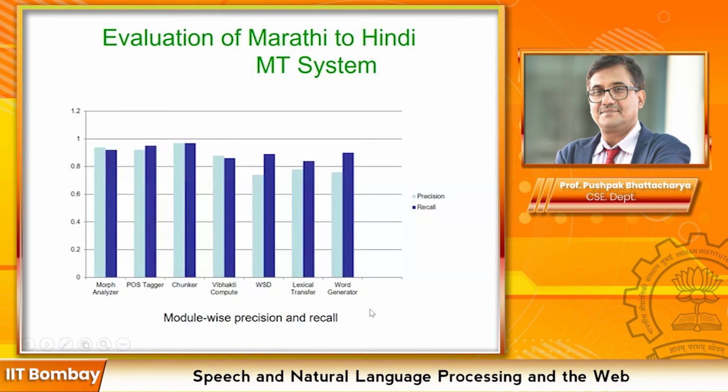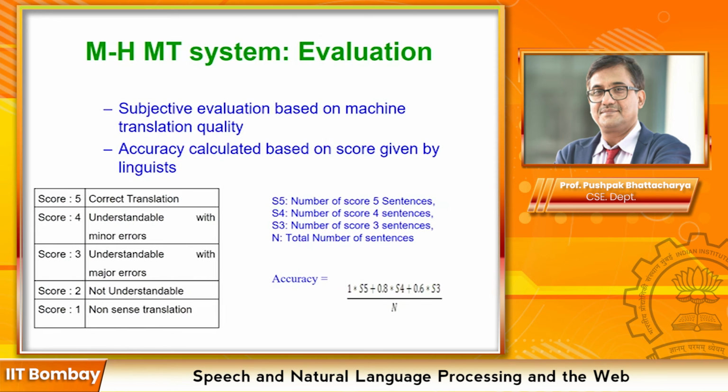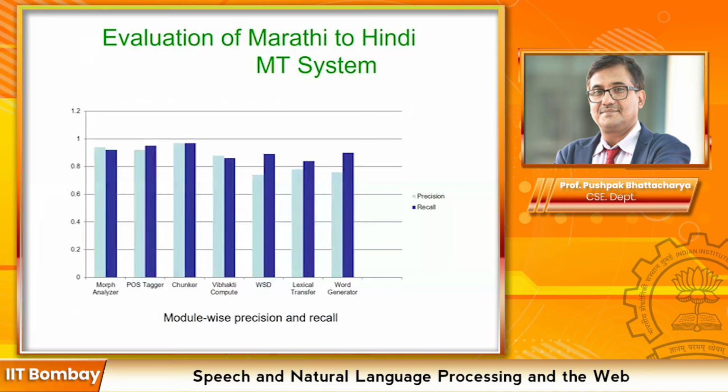This is different from what is called the BLEU score. BLEU score is completely automated evaluation. This evaluation is manual. Now we did calculate the accuracy of different modules. The word generator, for example, had a recall of about 0.9. Precision was lower, less than 0.8, in the word generator module. So for each module, part of speech tagging, morphology analysis, vibhakti computation, which is case marking, and word sense disambiguation, everywhere we did precision and recall computation, and this was for a specific domain.